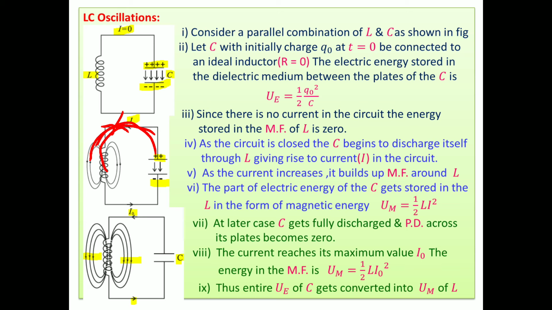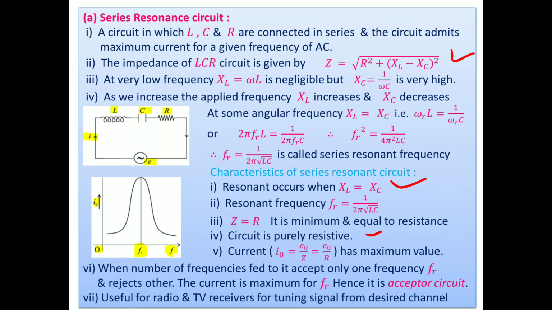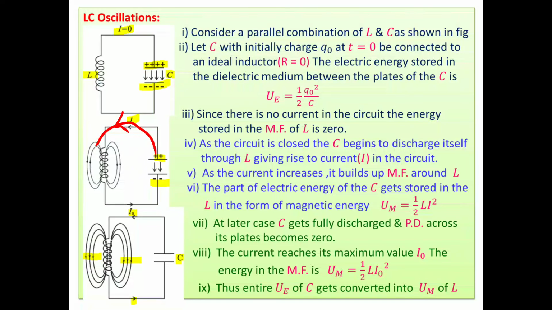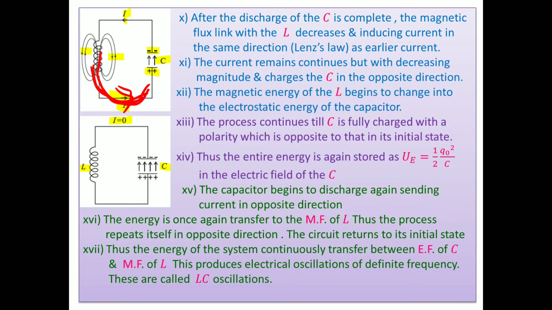Similarly, in the inductor also, initially it does not want to allow the maximum current to flow through it. It opposes the flow of current. But as soon as the current drops down, it sends a current in the opposite direction. That's all about it. And thereafter, in the latter case, this inductor sends a current into the capacitor, and the capacitor is oppositely charged. The current remains continuous but with decreasing magnitude, and charges the capacitor in the opposite direction.